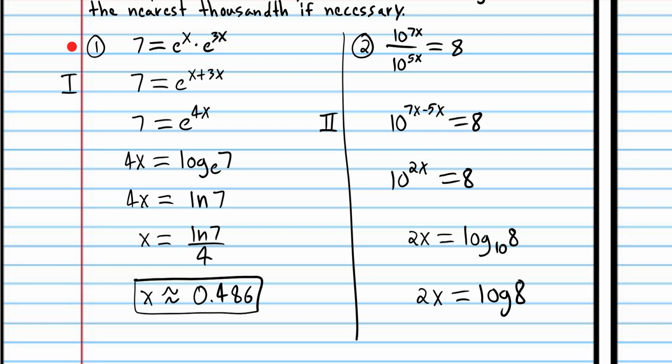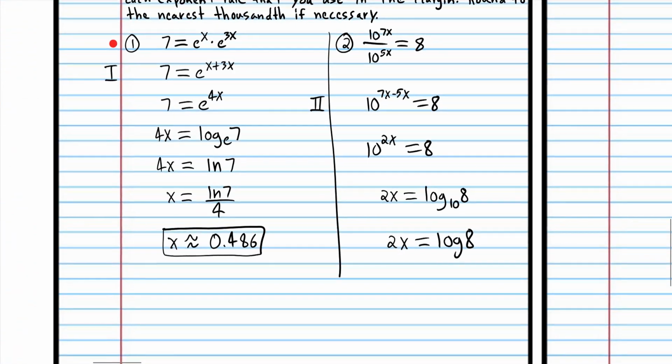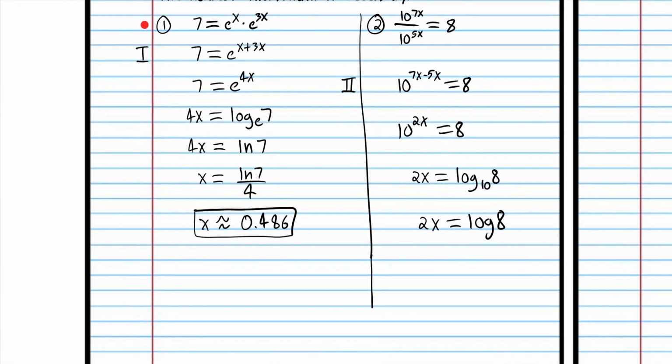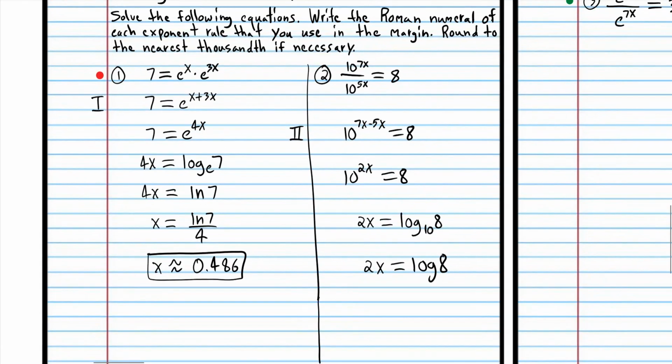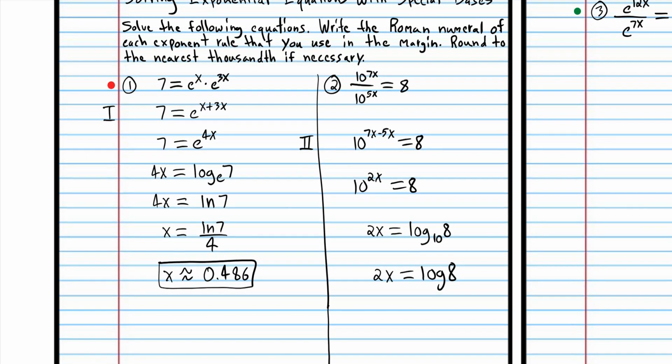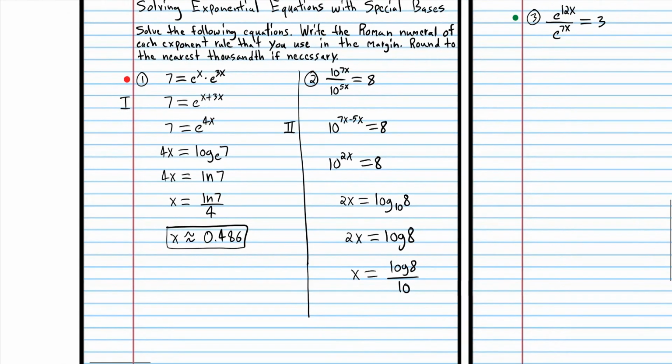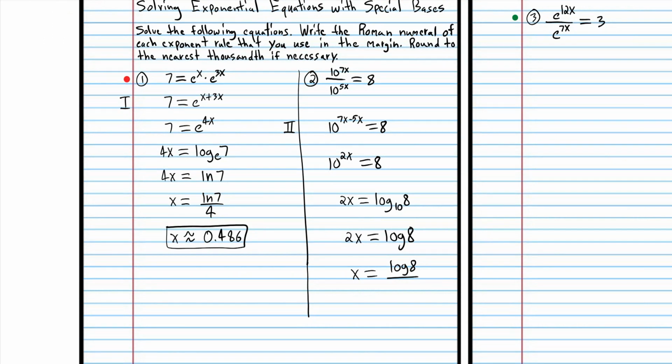Why did I change from log base 10 to log 8? Well, because remember, when you write a base 10 logarithm, you don't write the 10. It's just left off there. Because base 10 logarithms are so common that mathematicians just choose not to write the base, and it's just assumed to be 10. It makes things easier. Oh, whoops. Sorry about that. That should be a 2.